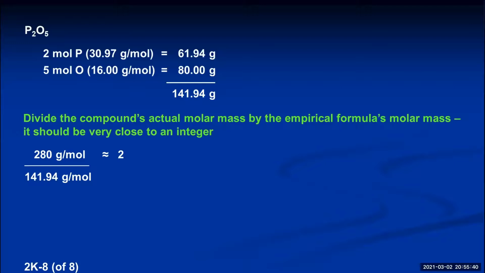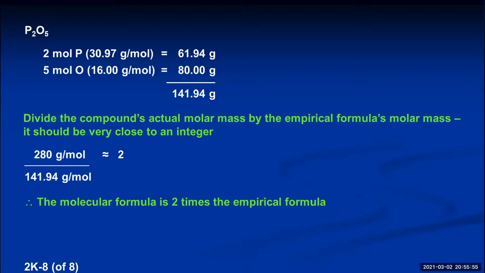1.9 rounds to about 2. So accounting for experimental error, you can assume that the real molecule is that many times bigger than the empirical formula. So you multiply the empirical formula by 2, because this is telling you the molecular formula must be 2 times bigger than the empirical formula. And so P2O5 multiplied by 2 just means you multiply each of the subscripts by 2, and that would give you P4O10. Any questions on the molecular formula calculation?